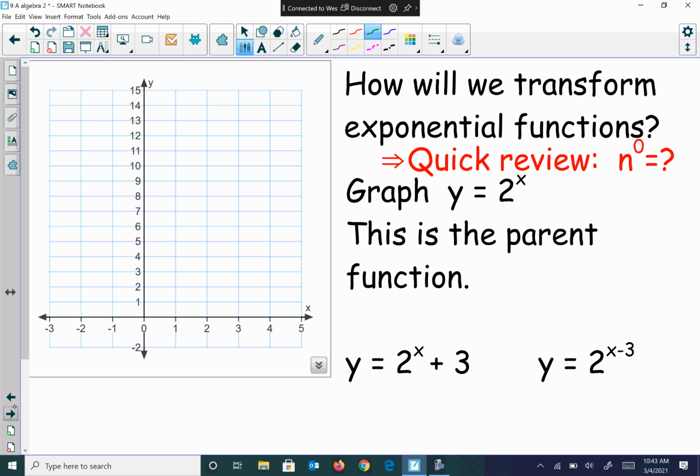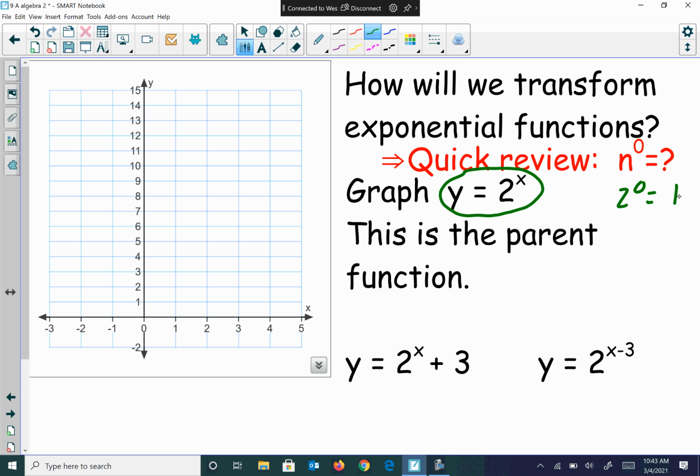Okay, so let's just graph this. Now, I'm going to graph this one in green. This is our basic parent function. So I want you to think about a few things. Let's just do a little table on this. Let's say 2 to the 0. 2 to the 0 is how much? 1. Yeah, that's a little gotcha.